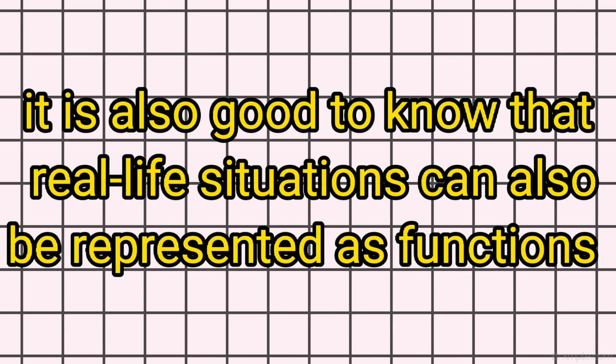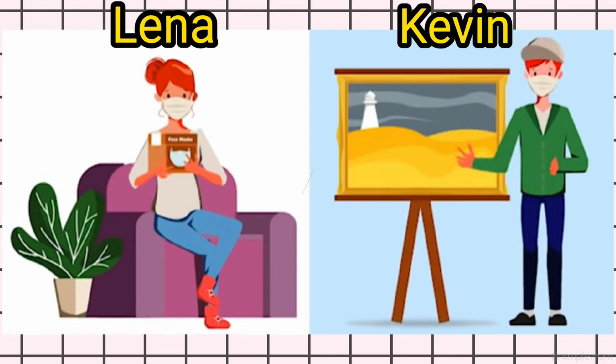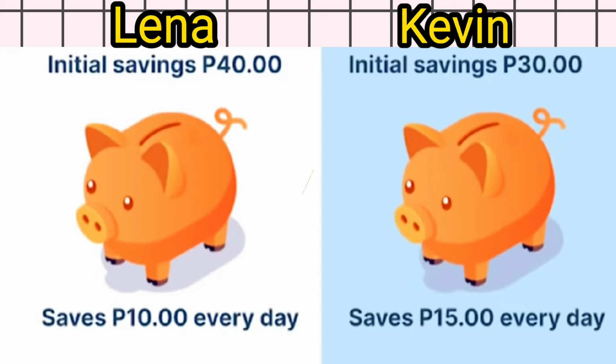It is also good to know that real-life situations can be represented as functions. For a relation to become a function, each value of the domain corresponds to exactly one value of the range. Let us try this situation. Through the realization of the COVID-19 pandemic experiences, Kevin and Lena, both senior high school students, start saving for a charity cause. Kevin sells paintings he made while Lena sells face masks. Kevin has an initial savings of 30 pesos and saves 15 pesos every day, while Lena, who initially saves 40 pesos, saves 10 pesos every day.